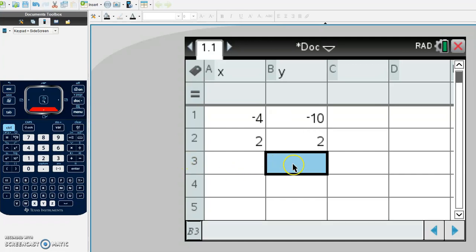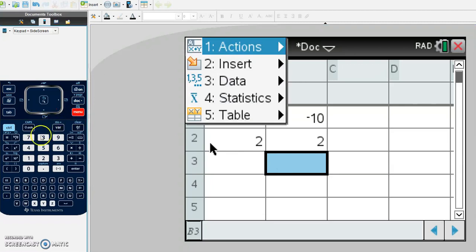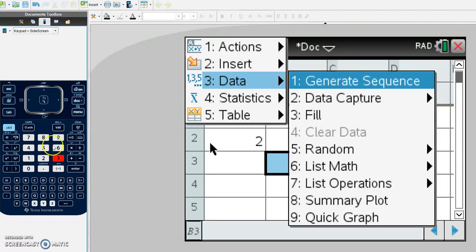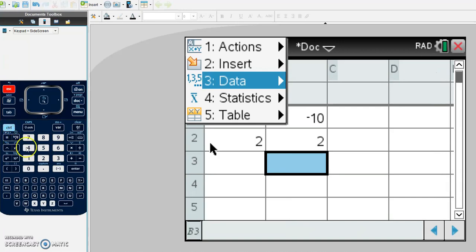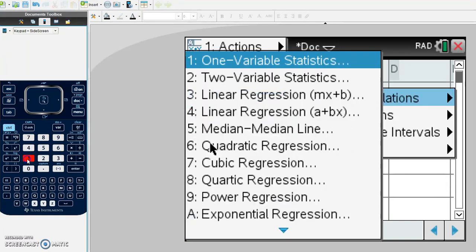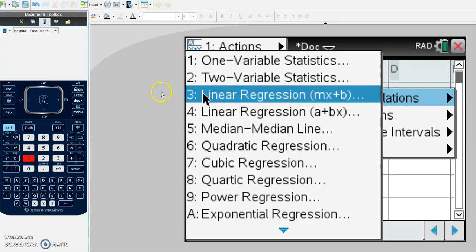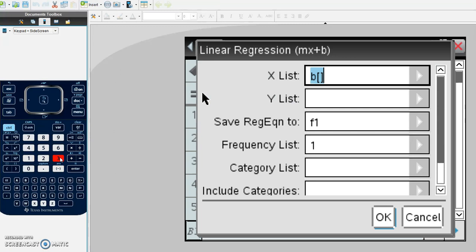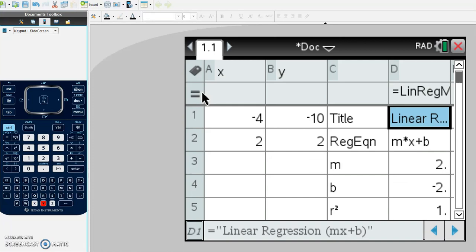And once I have my cursor right here, then I'm going to go to menu, and then 4 and 1 for stat calculations, and then number 3 for the linear regression. This one right here that has the mx plus b, okay? So number 3. And then in the X list, I put X, and in the Y list, I put Y, and then I can hit enter. And then there is my equation. Here's my slope, and then here's my y-intercept. So my equation is going to be y equals 2x minus 2. So this is the answer for number 2.